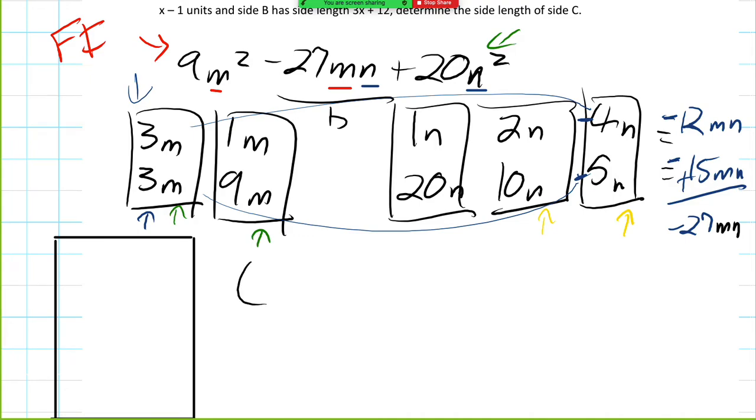So what we're going to do is we're going to set up our two sets of brackets. We know the 3m's will be the first terms in both.